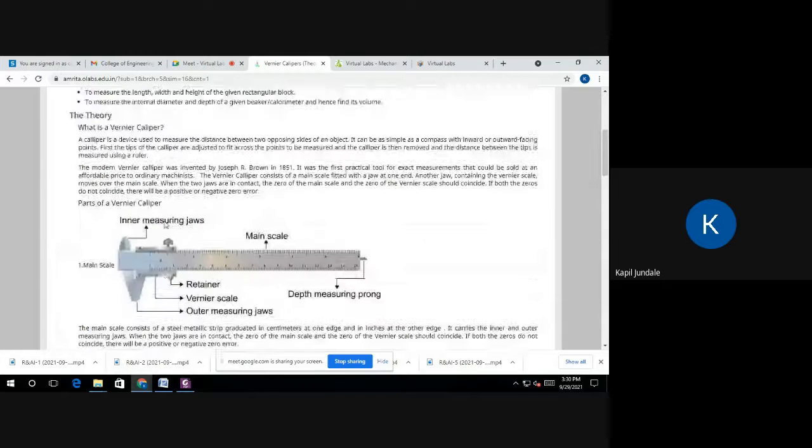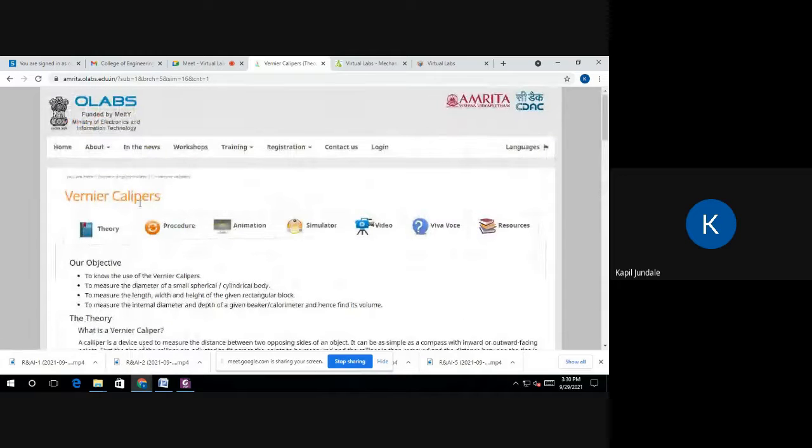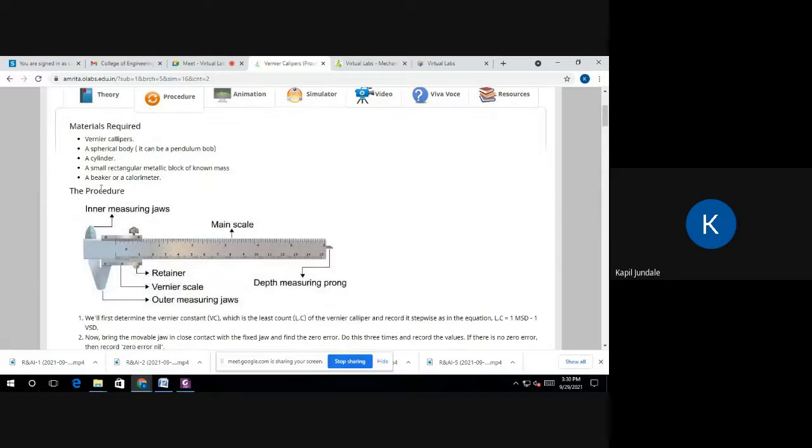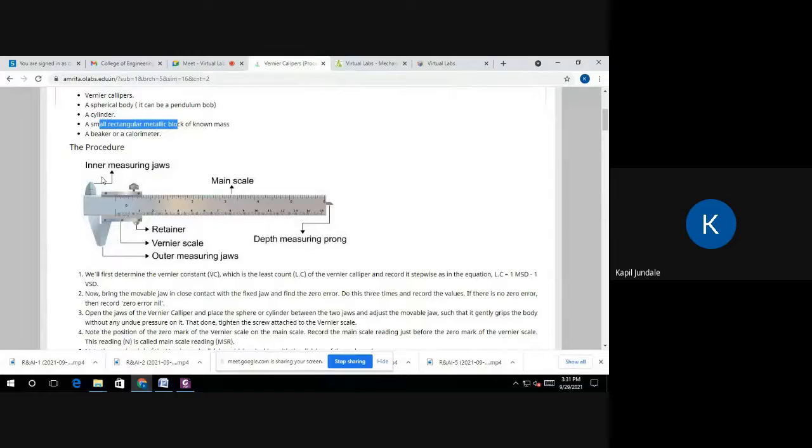Now this is about the theory of this vernier caliper. Now we will move towards the procedure: how we can measure the distance. These are the material requirements. We need a vernier caliper, a spherical body, a cylindrical body, a rectangular metallic block, and after that a beaker and calorimeter we need.